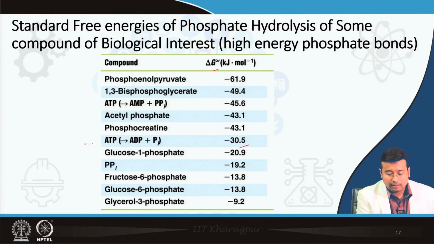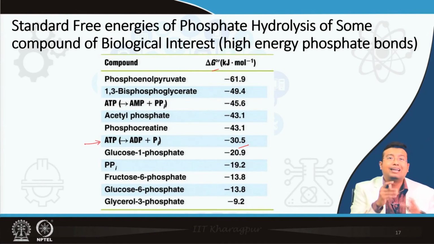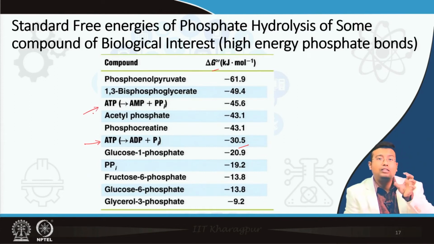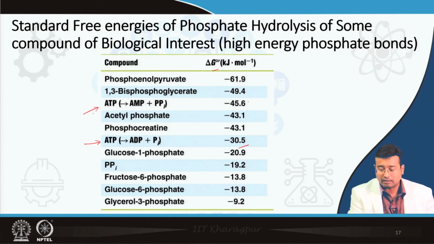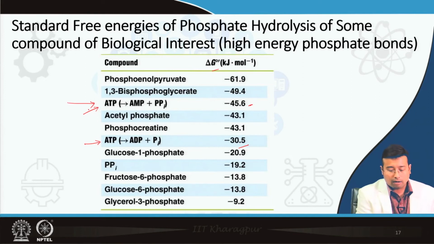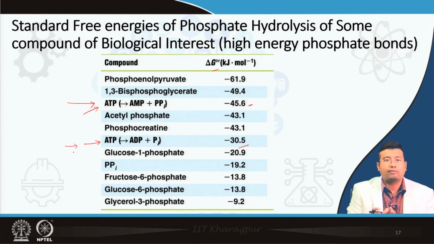Considering this, we can see the compounds above ATP, that is phosphocreatine, acetyl phosphate, and again the dissociation of ATP into adenosine monophosphate and pyrophosphate, have a huge amount of negative delta G. So this reaction is much more spontaneous and favorable compared to dissociation of ATP to adenosine diphosphate and inorganic phosphate. The terms: ATP is adenosine triphosphate, ADP is adenosine diphosphate, Pi is inorganic phosphate, and so on.